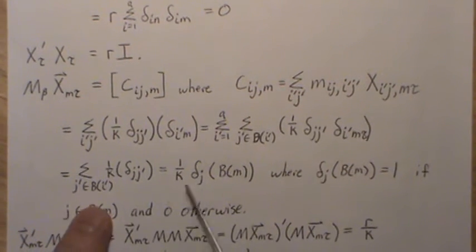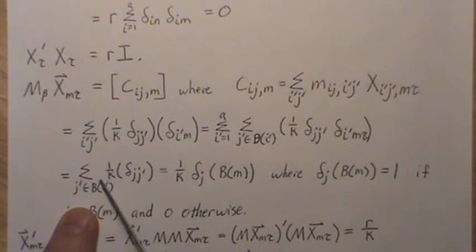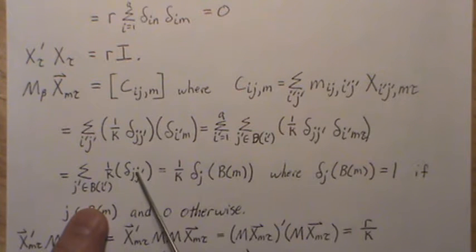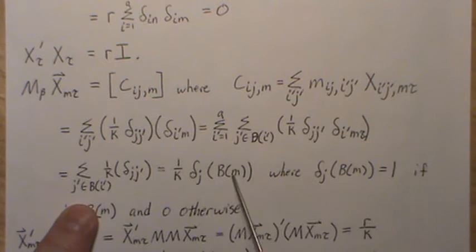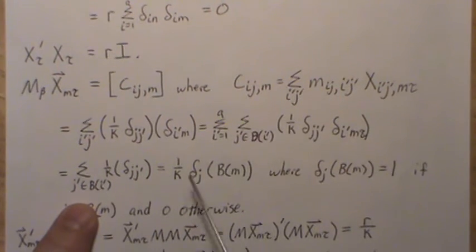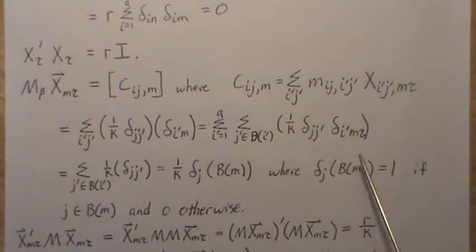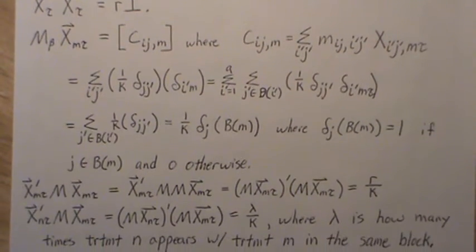1 over k. And now we're summing j prime through this set of indexes bi prime. And so this is 1 when j and j prime are equal, but they're only equal when j is in this set, right, of m. Okay. So that's it for this.